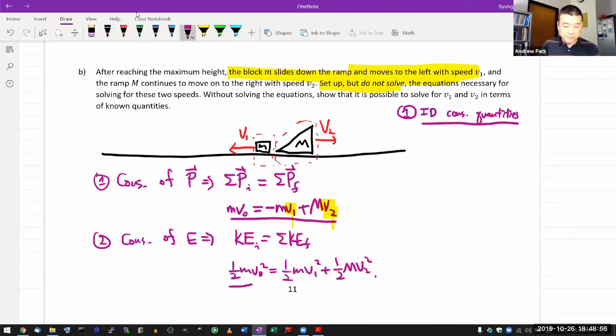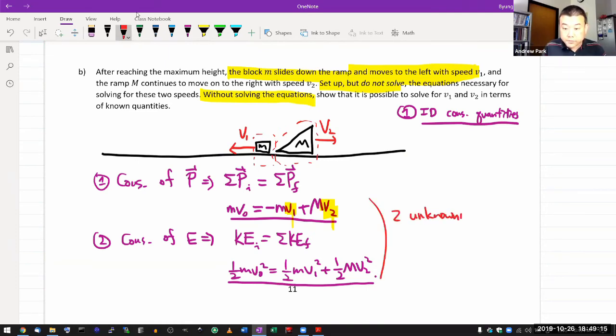I guess, except that the question specifically tells me to do this without solving these equations, but show that it's possible. So what I would point out is I have two unknowns, which are v1 and v2, and two equations. So I should be able to solve for the two unknowns. That's kind of all I need to do. Count the number of equations and unknowns, and that should be enough information to tell me if it's solvable.